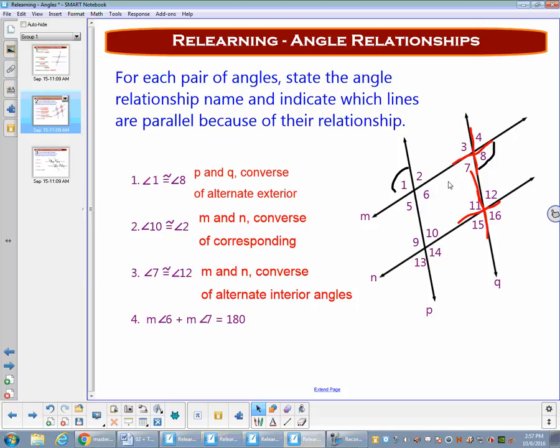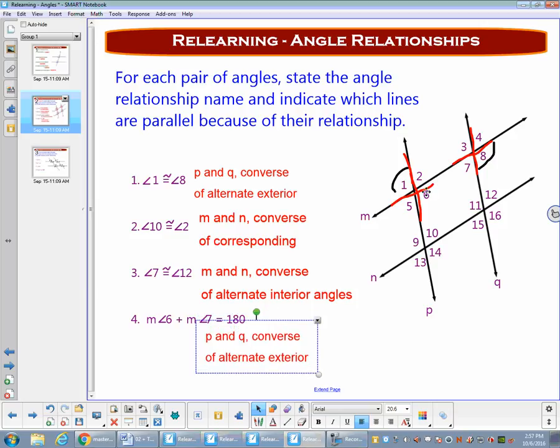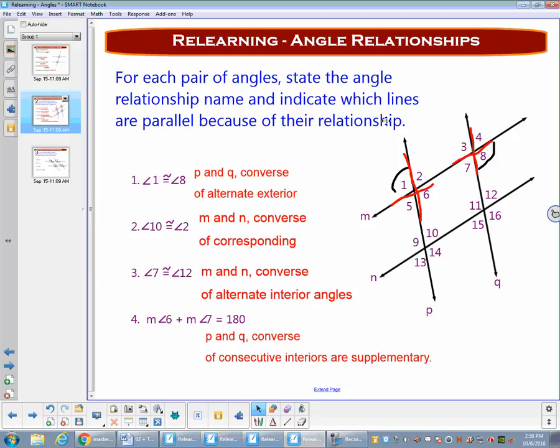Now we have 6 and 7 add up to 180, so I'll put this on 6, this one on 7. So our two parallel lines here are P and Q. I'm going to copy and paste that. And this, 6 and 7, if they add up to 180, that's consecutive interiors are supplementary. And so we're done with that. All right, now there are more problems for you to do, but this gives you the general basis.